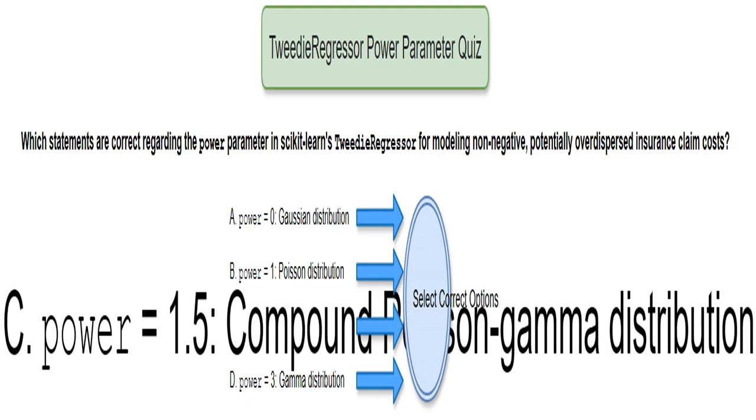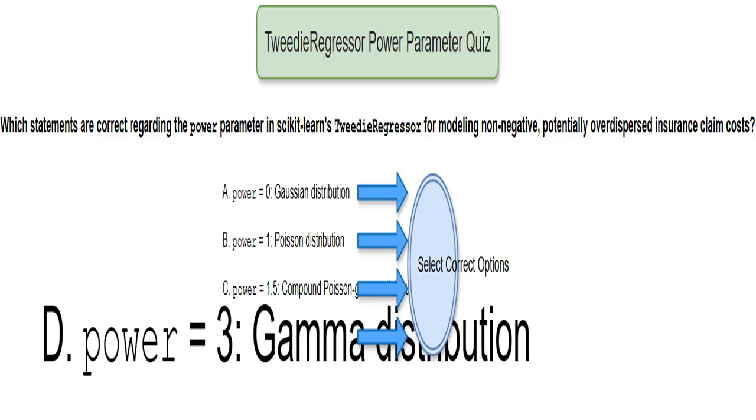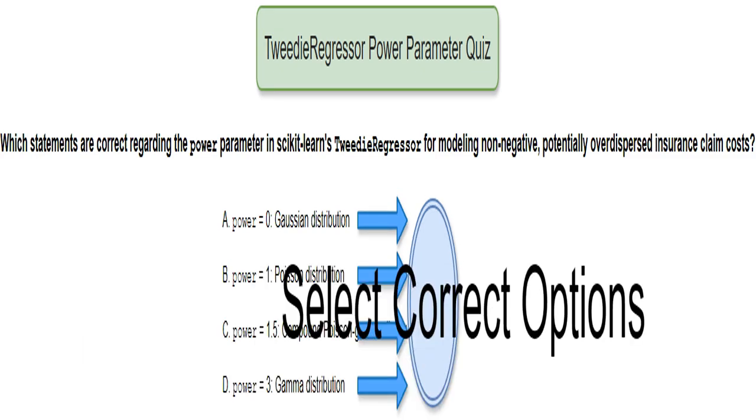If the power is between 1 and 2, inclusive, we use a compound Poisson gamma distribution. This is perfect for overdispersed count data, meaning when the variance is larger than the mean. This aligns well with how insurance claim costs often behave. So, this is correct. With a power of 3, we get an inverse Gaussian distribution, not gamma. This distribution works well for modeling positive continuous data with overdispersion. This fits the characteristic of insurance claim costs nicely, making it also correct. Based on our analysis, you should select options C and D.